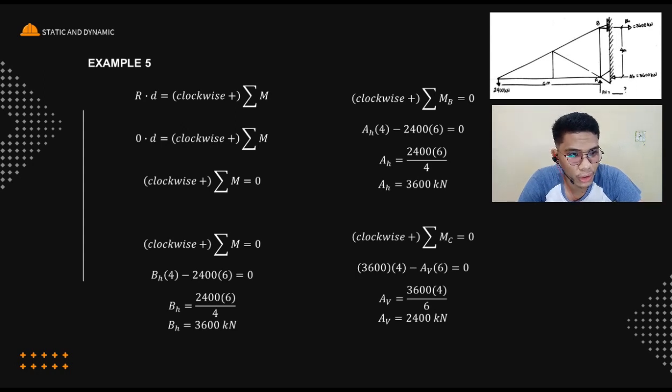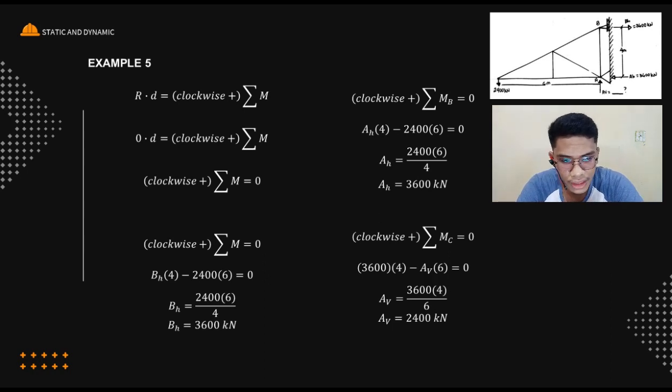Bakit po naging minus? Kasi po yung 2,400 is pa-counterclockwise naman po siya, papunta po dun sa A. And then 6 po, minultiply po natin sa 6 because yung moment arm niya po ay 6. And also equal to 0. And then isolating the BH on the left side, we need to transpose the 2,400 multiplied by 6 on the right side and then divide both sides by 4. So we can obtain the BH, and 2,400 multiplied by 6 divided by 4 is 3,600. So our BH is 3,600 kilonewton.